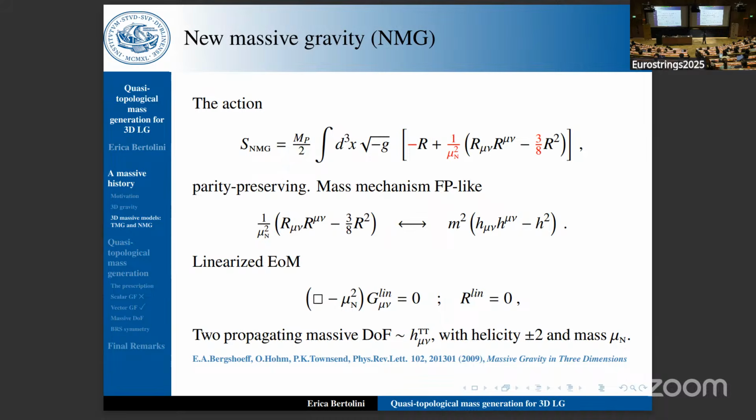And here again, the mass appears as in the Klein-Gordon equation for the Einstein tensor. This additional equation is the one responsible for removing the ghost-like part. So this model instead describes 2 propagating massive degrees of freedom of spin 2 and mass μ.